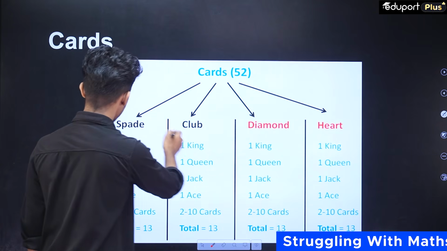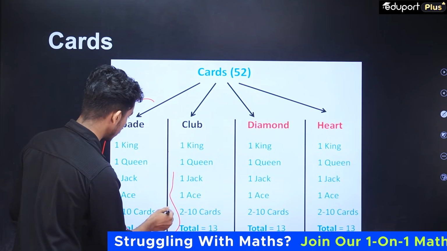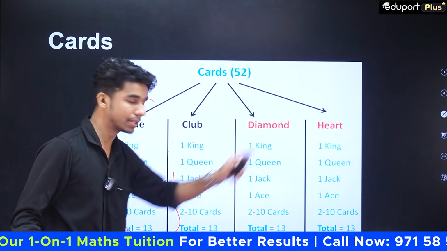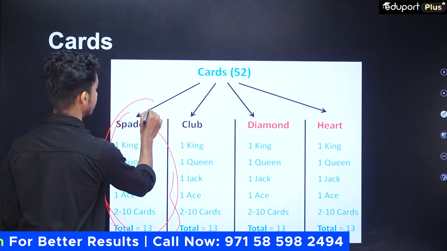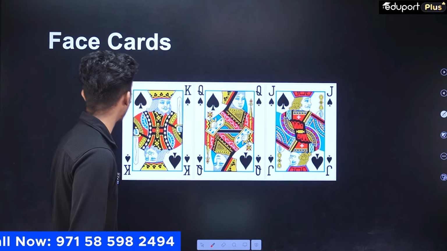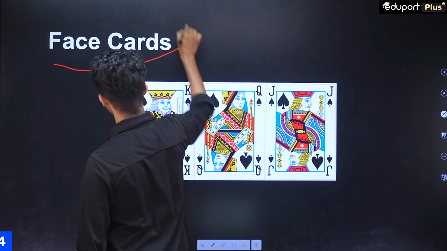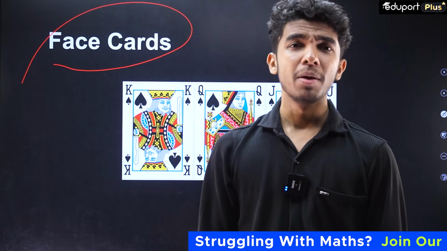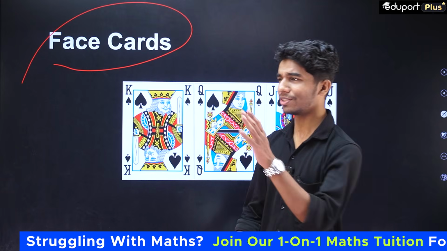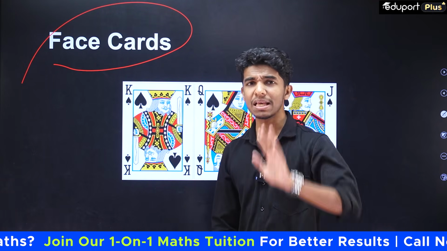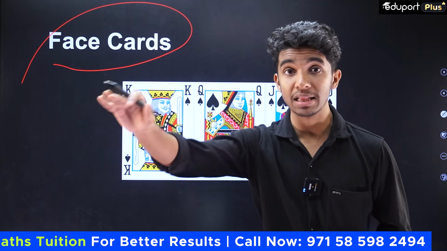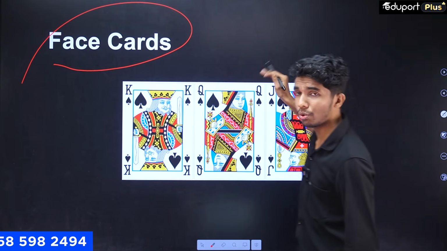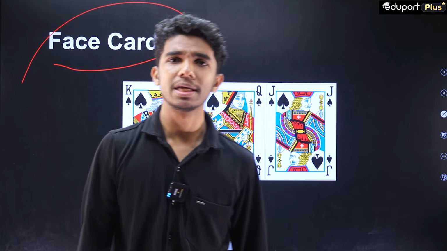This is what it will look like, what we have discussed. So look: spade, club, diamond, heart, and these are the 13 cards. You also have to understand the face cards. Ace is not a face card. Many students make the mistake of thinking ace is a face card. The face cards are king, queen and jack. Now you are set with cards.